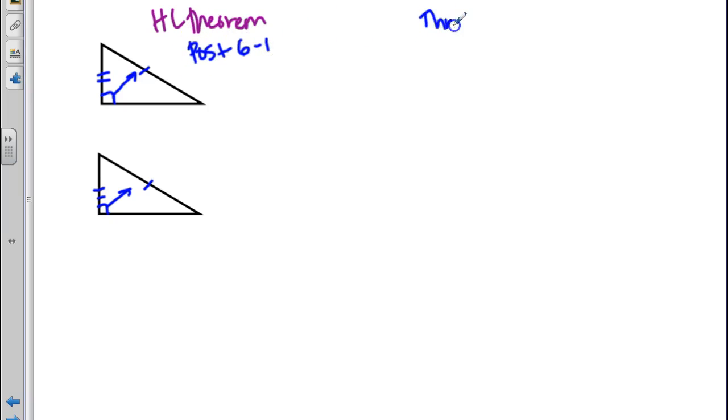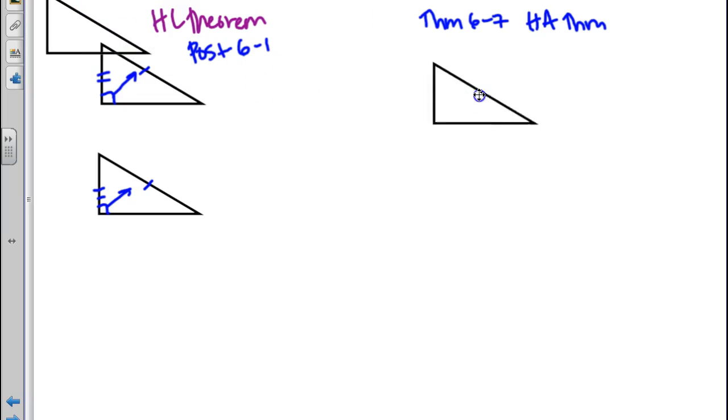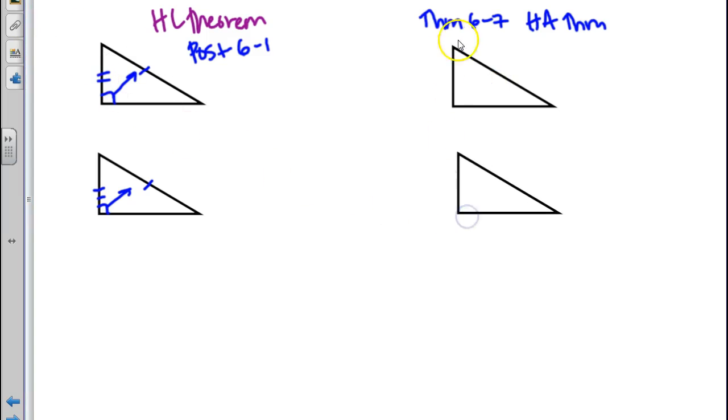All right, let's talk theorem 6.7. Theorem 6.7 is the hypotenuse angle theorem. It says if the hypotenuse of one triangle and an acute angle of the triangle are congruent to the hypotenuse of the other triangle and the corresponding acute angle, then the triangles are congruent. So there's the hypotenuse, and then let's talk about this angle. So I have hypotenuse, angle, and I already have this side, so we can see angle, angle, side if we want to look at it that way. But this is the hypotenuse angle theorem.